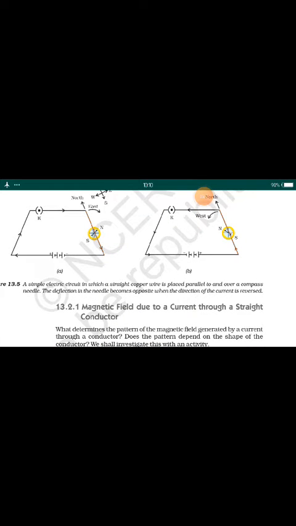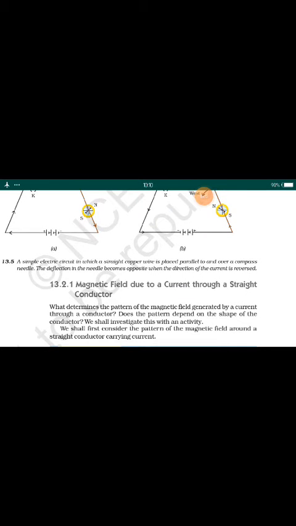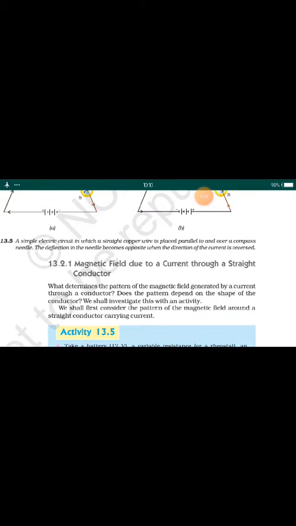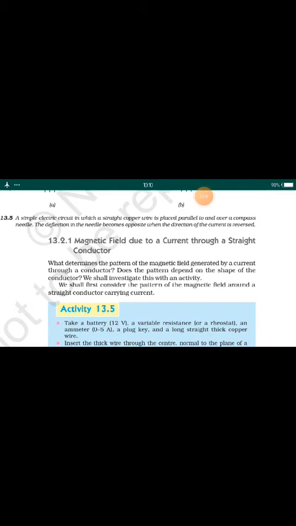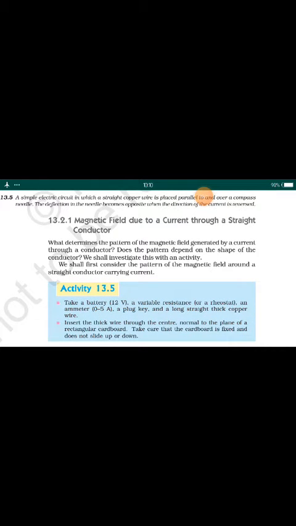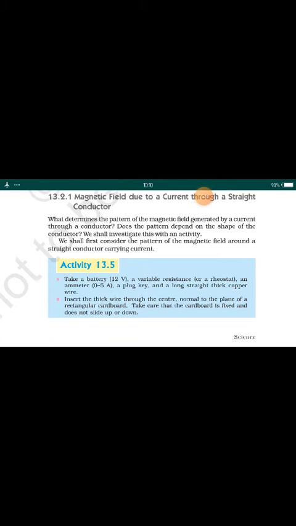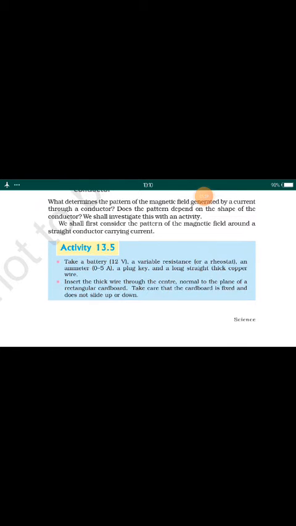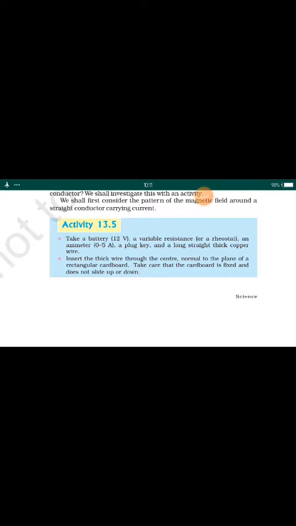Okay, show the diagram. Activity 13, यहाँ पे 13.2.1 magnetic field due to current through a straight conductor. What determines the pattern of the magnetic field generated by a current through a conductor? Does the pattern depend on the shape of the conductor? We shall investigate this with an activity. We shall first consider the pattern of the magnetic field around a straight conductor carrying current.